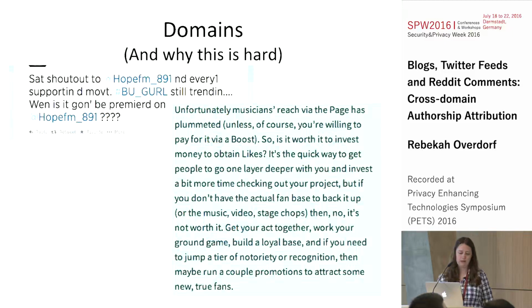This is a tweet and a blog entry right from our data set. So the goal here is to identify the author of the blog based on a collection of tweets similar to this one. I don't think I have to state that this is kind of a difficult problem given the writing style change across these two examples.